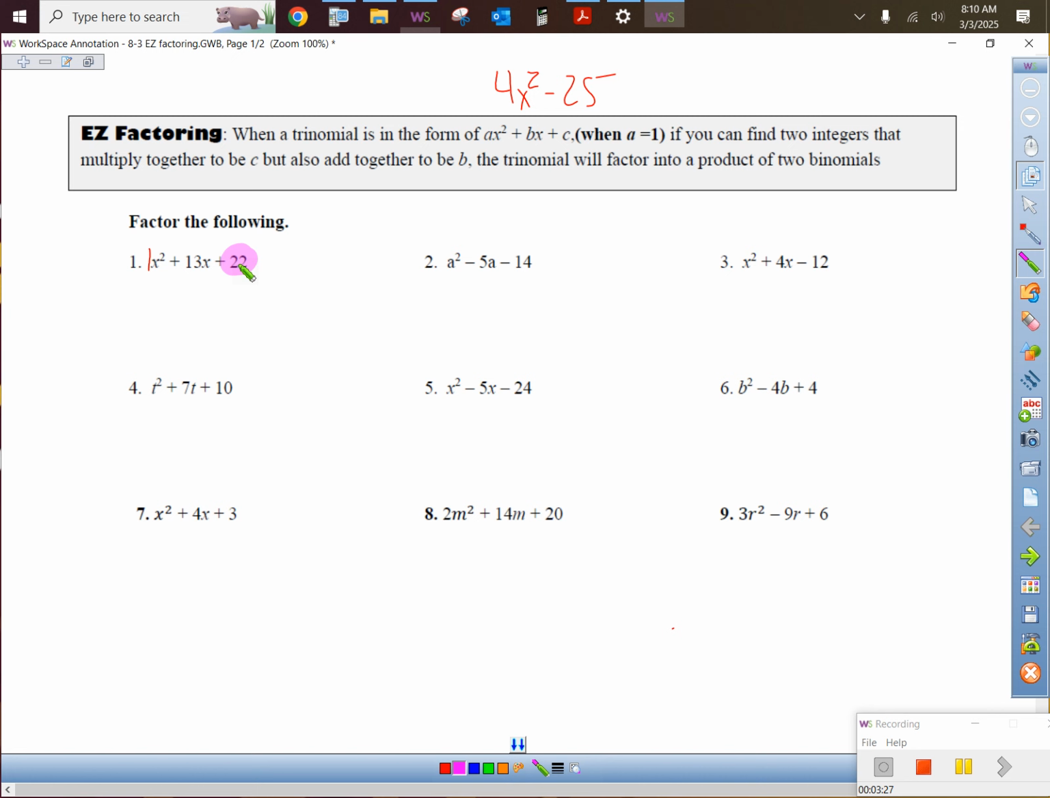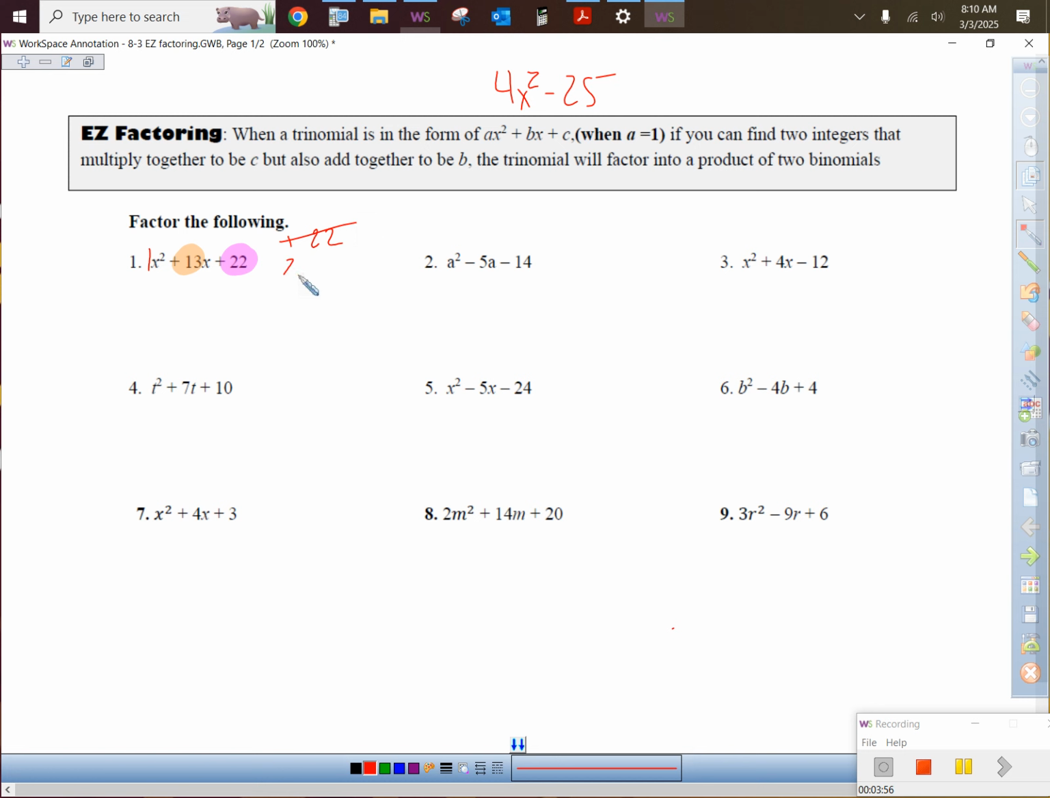So we already kind of have something down with the signs, but here's what they have to add together to be. They have to add together to be 13, right? So what I like to do is make a little list, and you'll notice that I'm a math guy. I go in numerical order. I start with 1. Why don't we write this down with me? 1 times what would give me 22? 1 and 22. Do those numbers add together to be 13, though? Nope. So I cross them out, and I go to the next number on my list, 2.